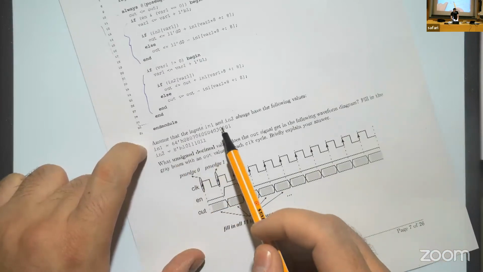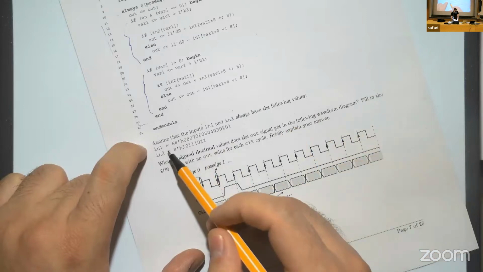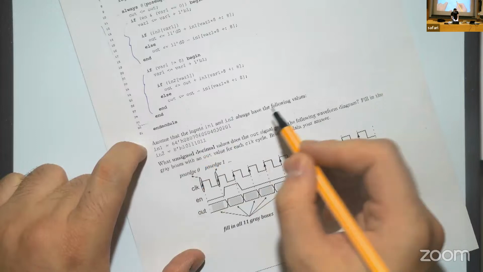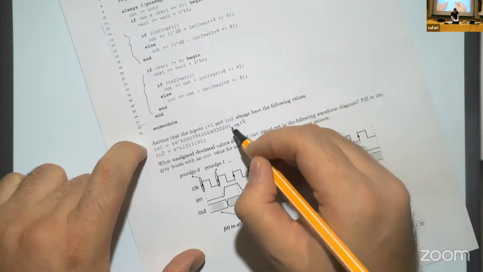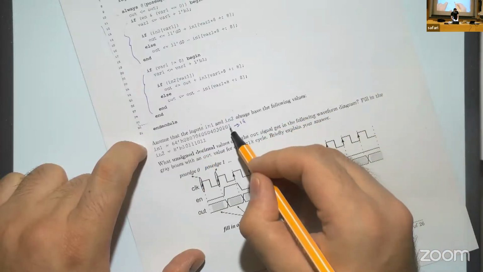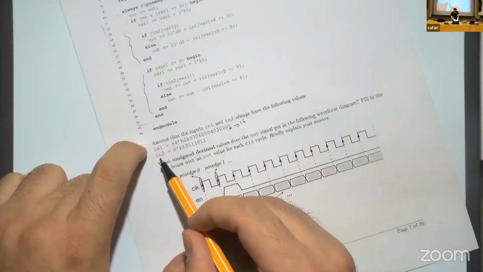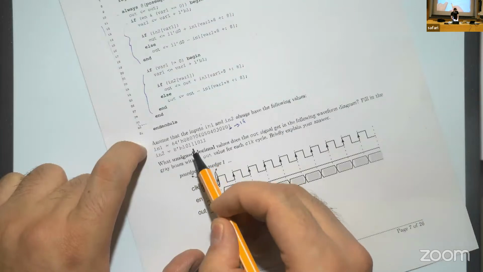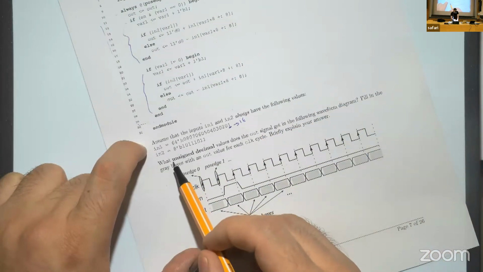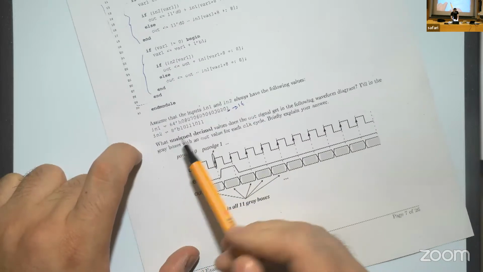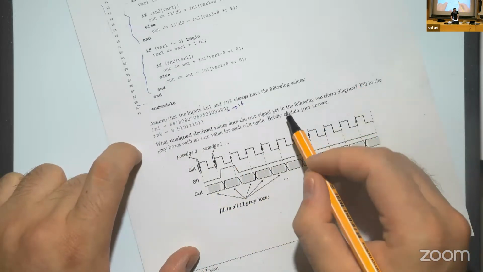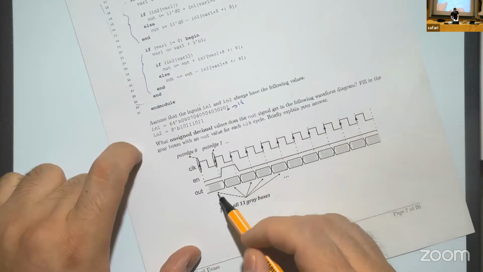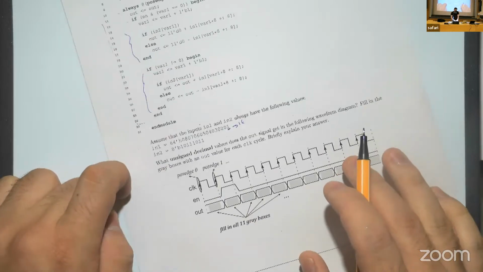Assume that the inputs in1 and in2 always have the following values. in1 is 64-bit. In hexadecimal, it's a total of 16 digits. Please note that every digit is 4 bits. in2 is 8 bits long, which is 2 digits. It asks what unsigned decimal values the out signal gets in the following waveform diagram. We need to fill all 11 gray boxes.